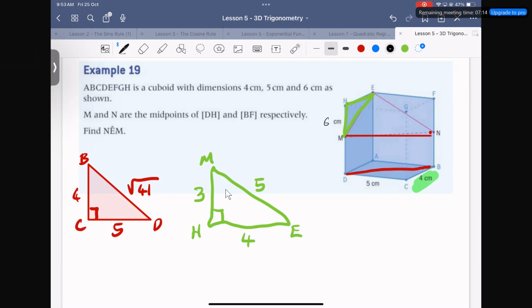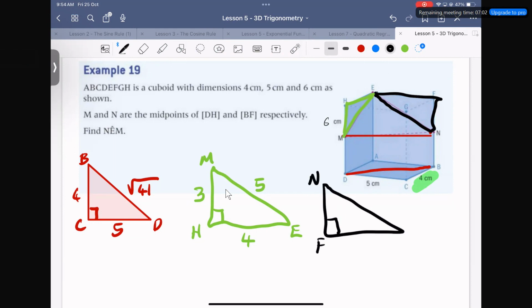And we need to find this triangle here. Draw it down there like that. Which one is the right angle? It's F. So we've got our N there. That one's going to be 3 again. And this one is E. So this length here has to be the same as this length here, so it's going to be 5. 5 squared, 25. 3 squared, 9. 25 plus 9, 34.